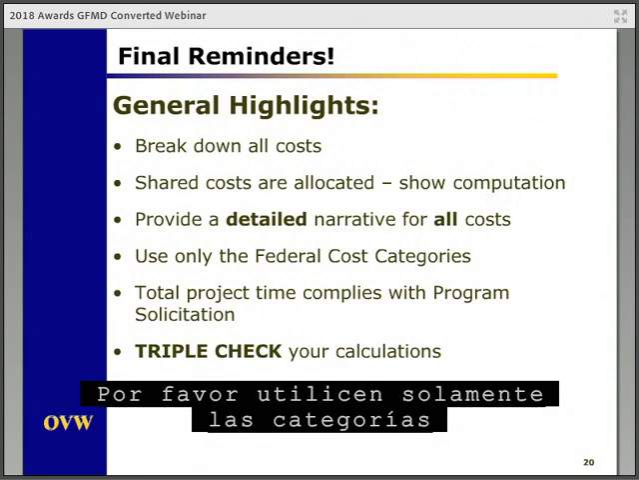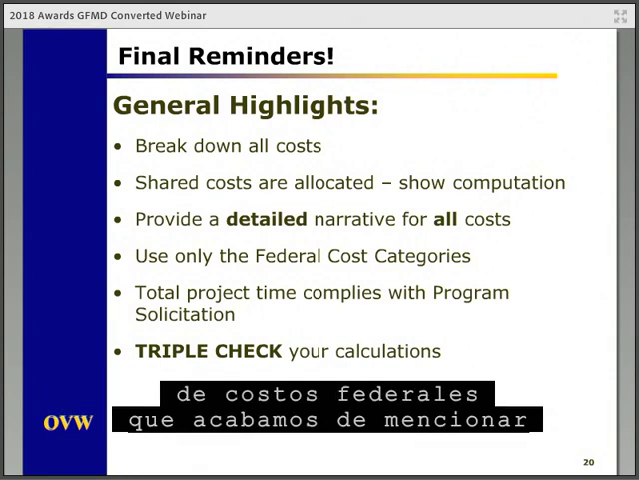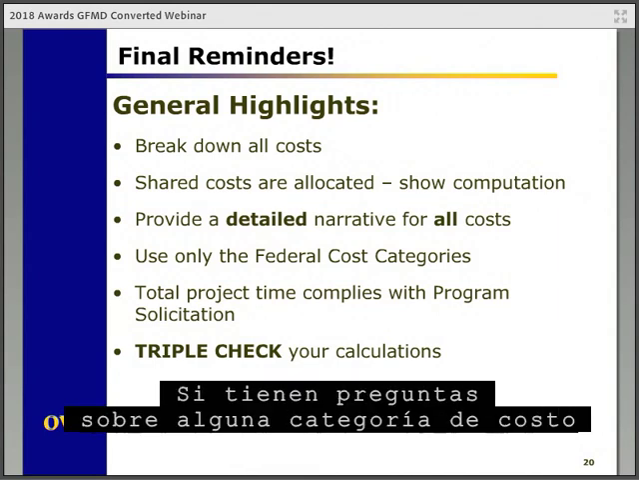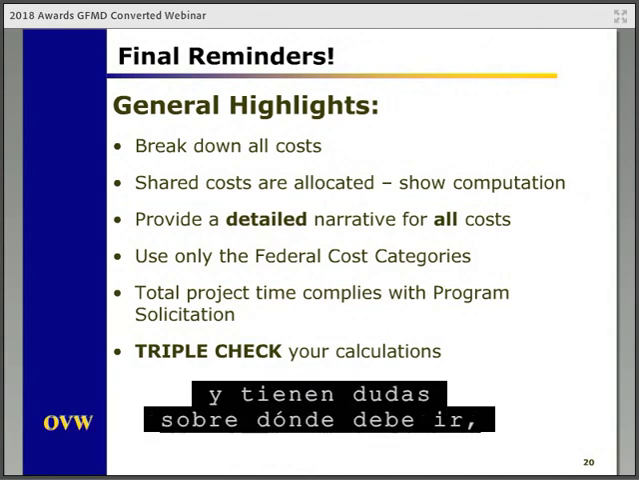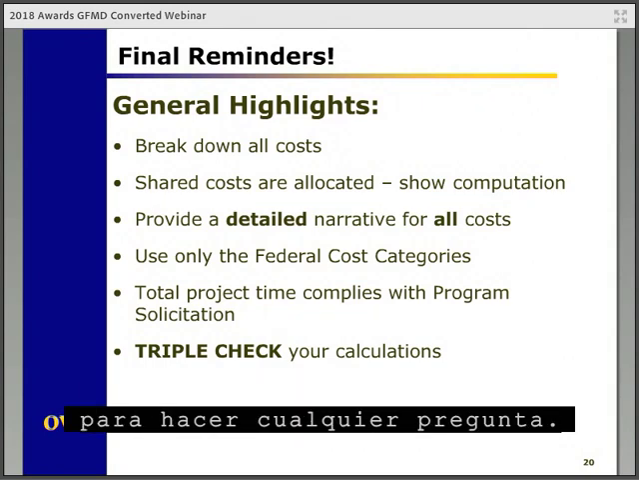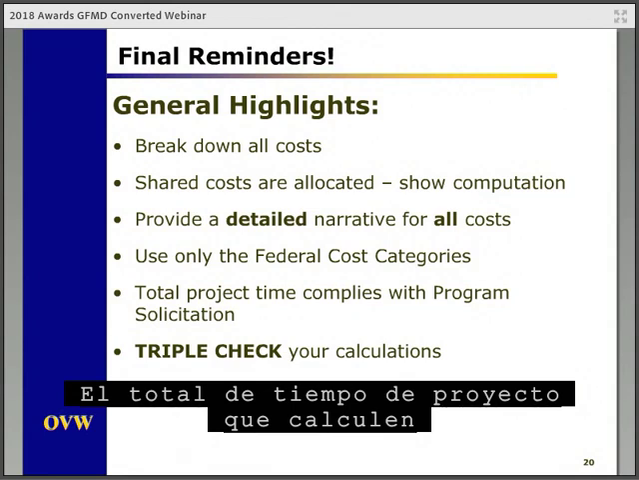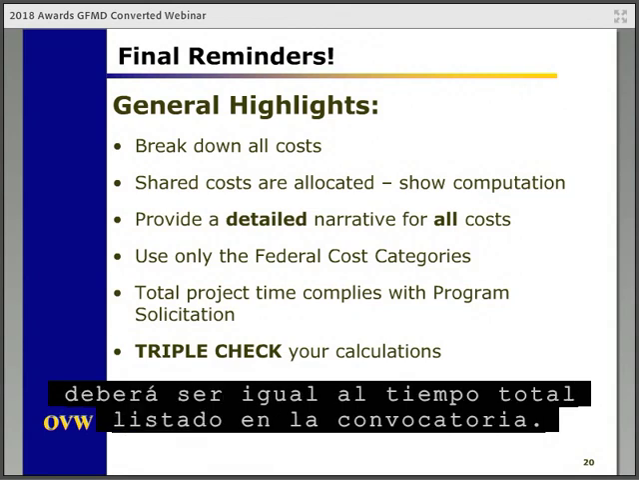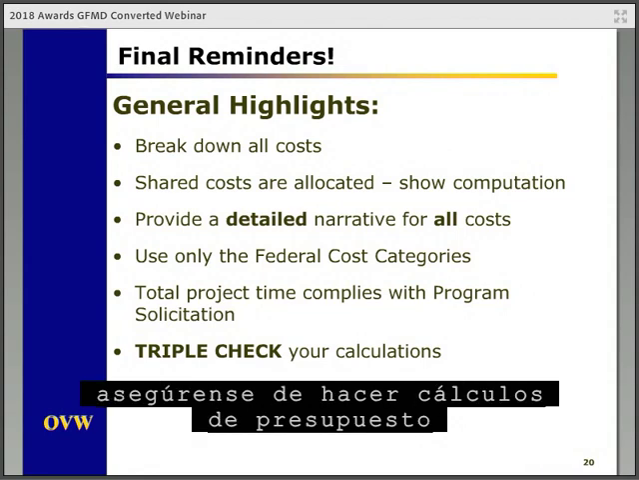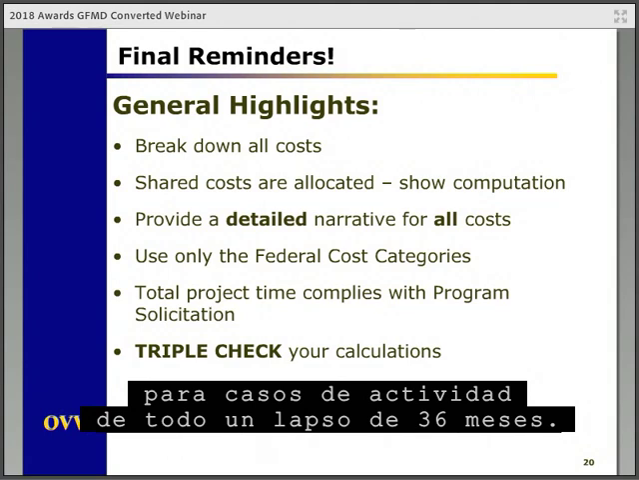Please only use the federal cost categories that we just went through and don't make up any new ones. If you have any questions about a cost category and you're not sure where it goes, feel free to contact our help desk with your questions. The total project time that you budget should be equal to the total time listed in the solicitation. If the program solicitation says that the projects are for 36 months, then make sure that you're budgeting for a full 36 months worth of activity.